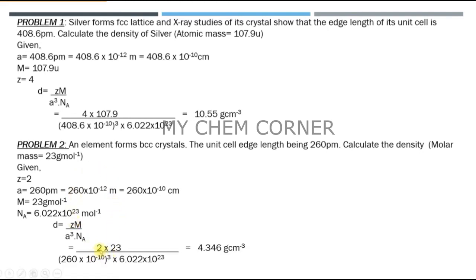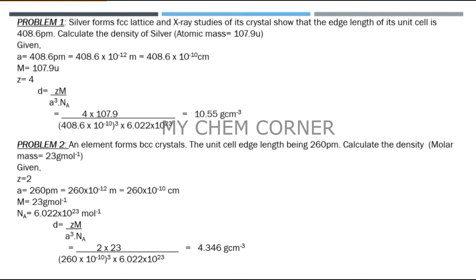Instead of Z, we have 2. Instead of M, we have 23. Divided by, instead of A, we have 216 into 10 to the power minus 10, the whole cube, into Avogadro's number. Cube it. You have to calculate the entire part and you will get your answer as 4.364346 gram per centimeter cube.